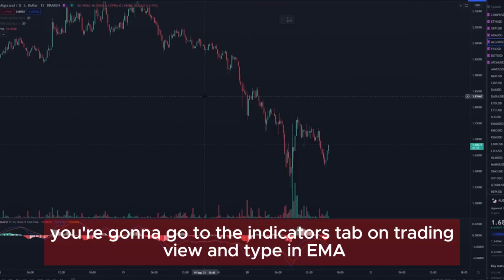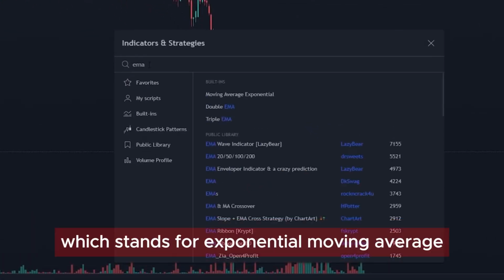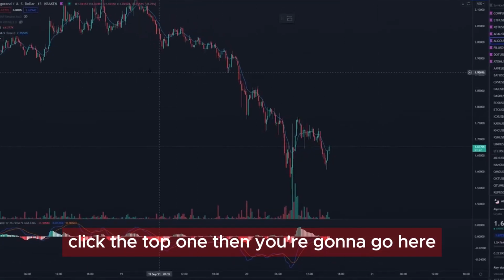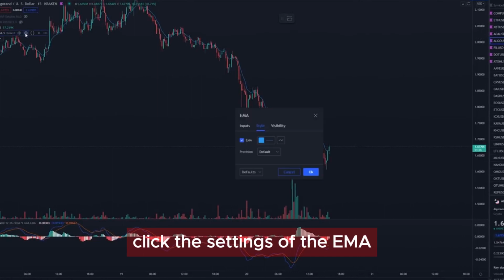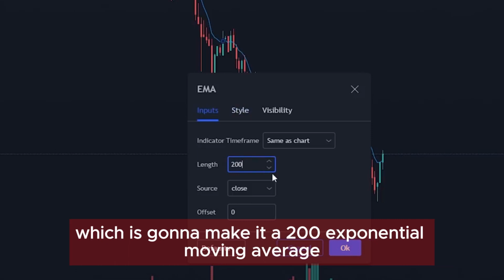To do this, you're going to go to the Indicators tab on TradingView and type in EMA, which stands for Exponential Moving Average or Moving Average Exponential. Click the top one, then click the settings of the EMA, go to Inputs, and change the length to 200, which is going to make it a 200 exponential moving average.